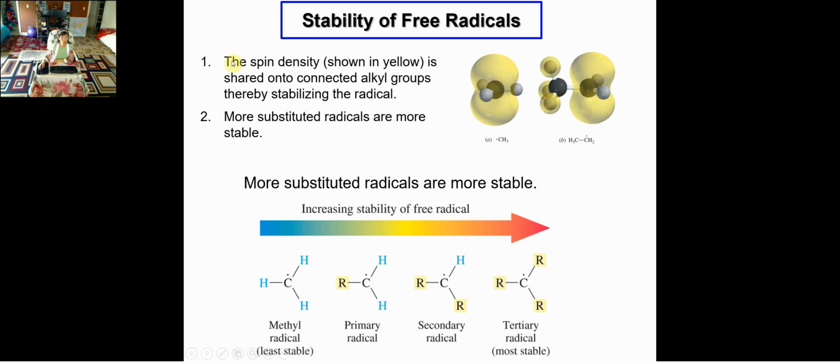You can also use the spin density, shown in yellow, which is shared into the connected alkyl groups. If the density of the unpaired electron can be shared with other alkyl groups, the more negative nature is delocalized, meaning a more substituted radical, a more stable species.